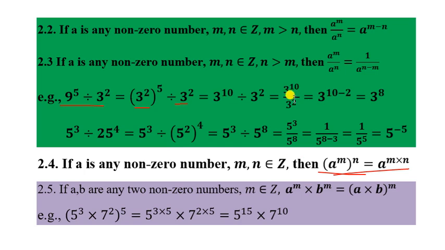That means 3 to the power 10 is the largest. So from 3 to the power 10 only you have to subtract. So 3 to the power 10 minus 2, that means 3 to the power 8. In this way you have to solve.